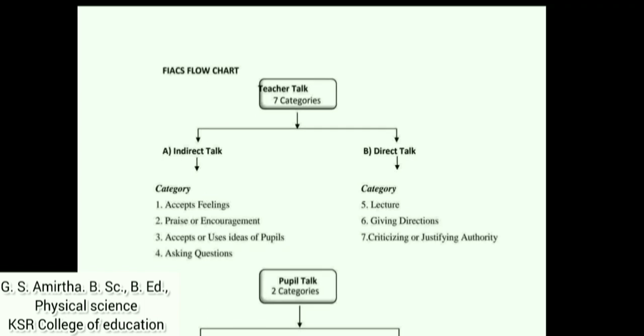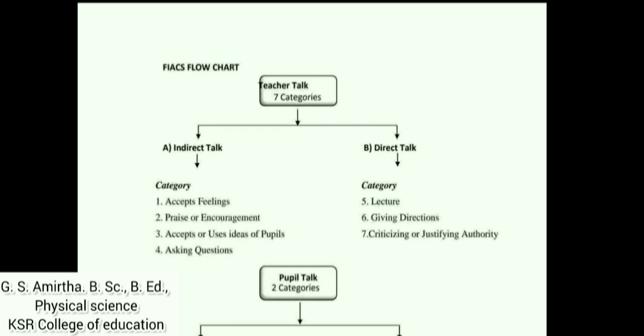In direct talk there are 3 categories, which are lecture, giving directions, and criticizing or justifying authority. Lecturing is, as usual, giving an explanation about the content. Giving direction means directing the students for their class. Criticizing or justifying authority.